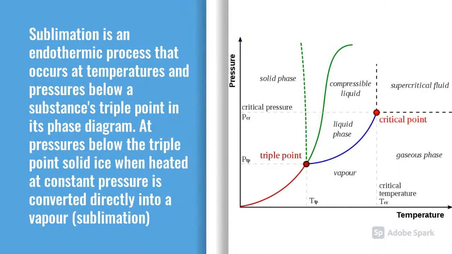Sublimation is an endothermic process that occurs at temperatures and pressures below a substance's triple point in its phase diagram. At pressures below the triple point, solid ice when heated at constant pressure is converted directly into a gas. And this is shown in the graph here.